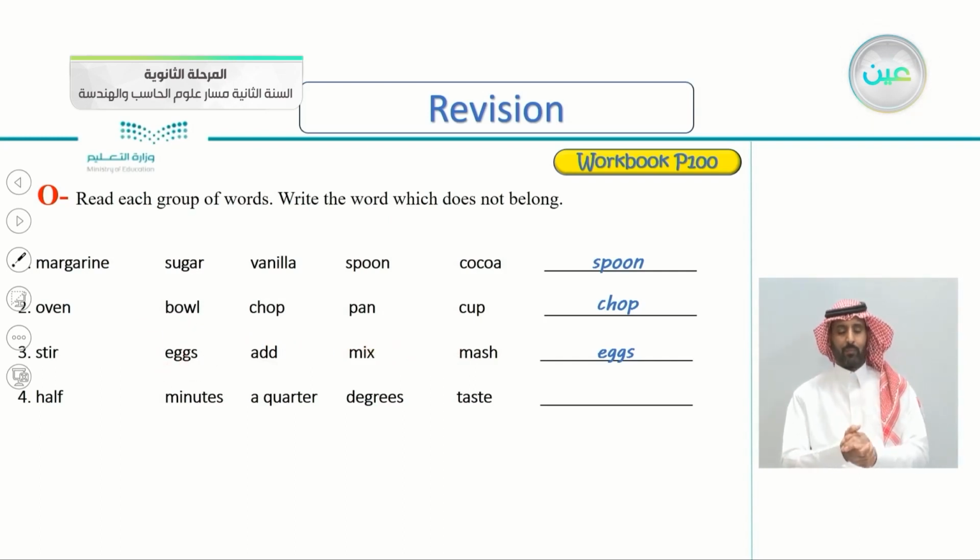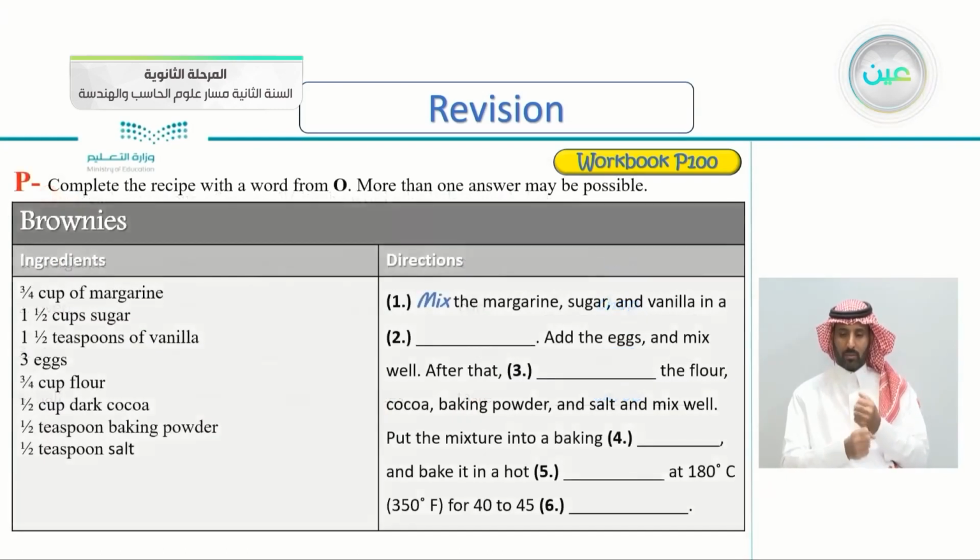Number 4, half, minutes, a quarter, degrees, taste. Half, minutes, quarter, degrees, and taste. So which word doesn't belong here? It's the word taste. Because all of these are measurements, half and a minute, quarter, and also degrees, all of these are measurements, but not the taste. The taste is an action also.